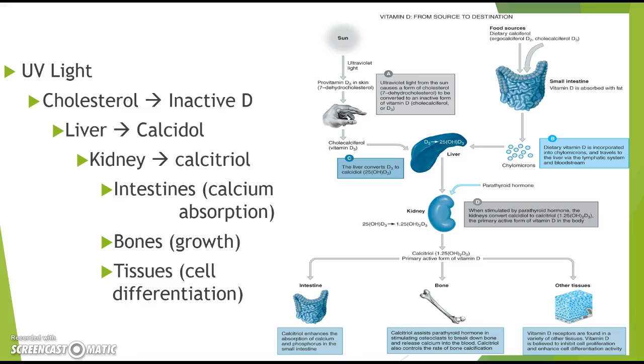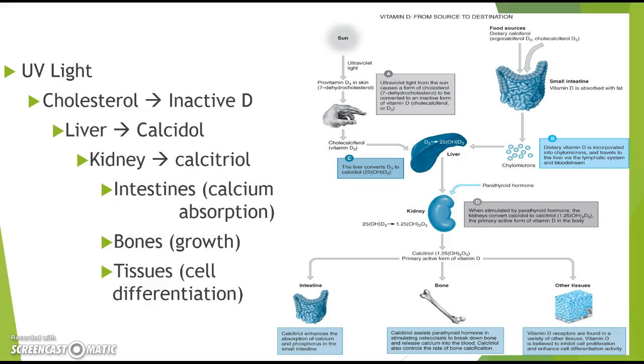From there, that goes down to the liver, where the liver converts that vitamin D3 into calcidiol. It takes that vitamin D3, converts it to calcidiol, and then that goes down to the kidneys. If the kidney is stimulated by parathyroid hormone, the kidneys will take that calcidiol and convert it to calcitriol. That is the primary active form of vitamin D that the body will use for three main large categories.